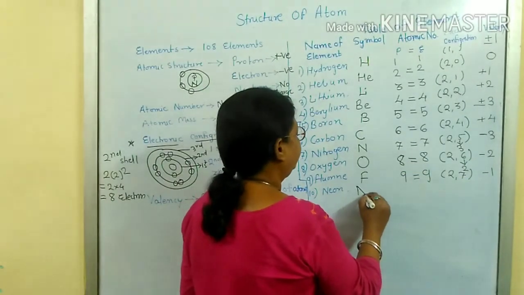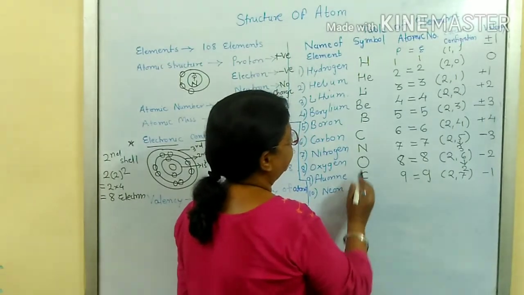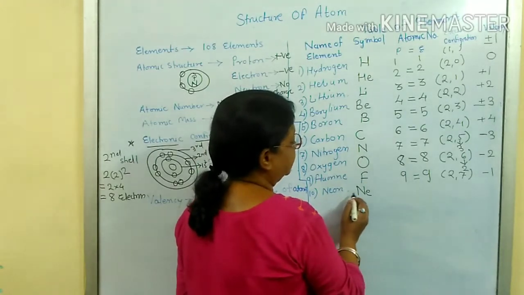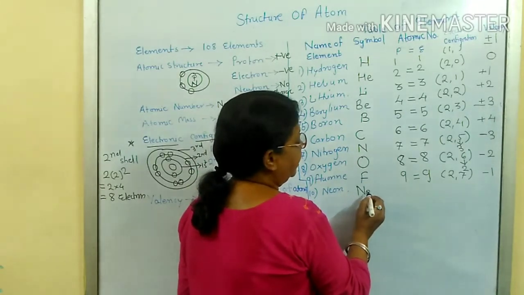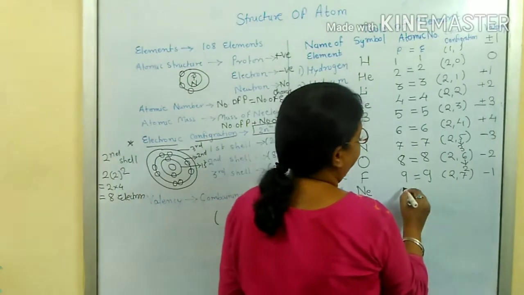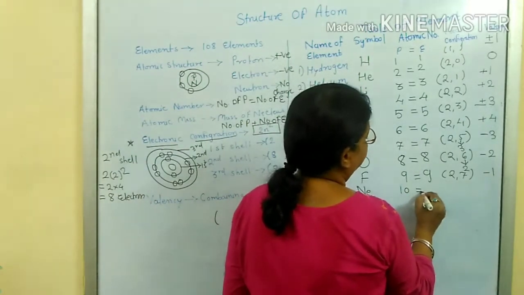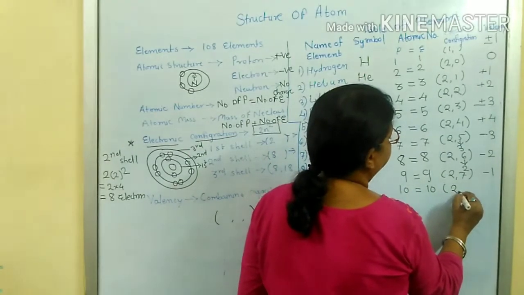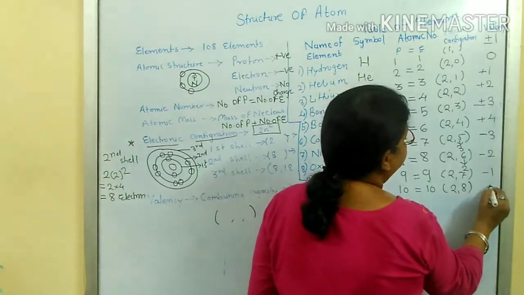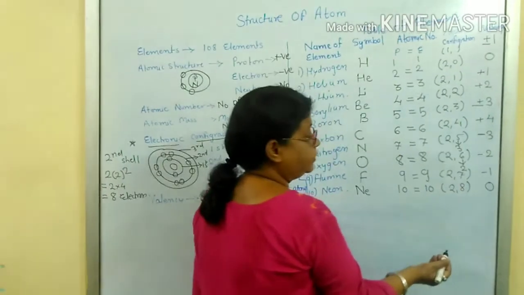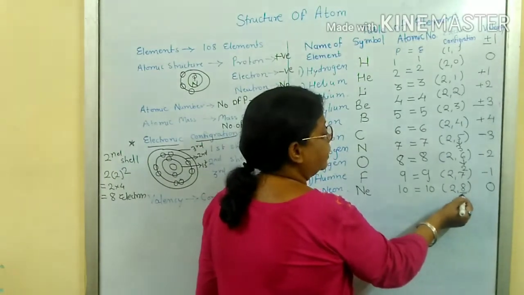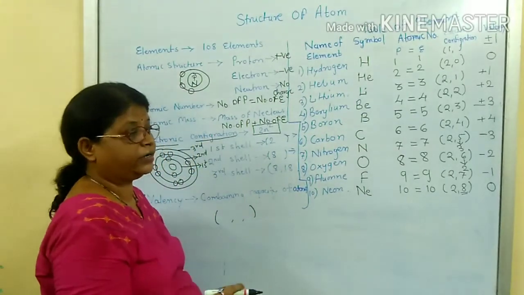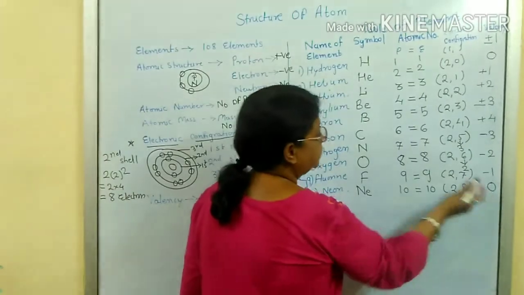Neon, Ne. Here you can see nitrogen has only N, but when neon comes, the symbol is capital N and small e. Its atomic number is 10, so proton number 10, electron number 10. So its electronic configuration is 2, 8. So its valency becomes 0. Why does its valency become 0? Because the maximum capacity of electrons is fulfilled. So it does not require any electron. So its valency is 0.